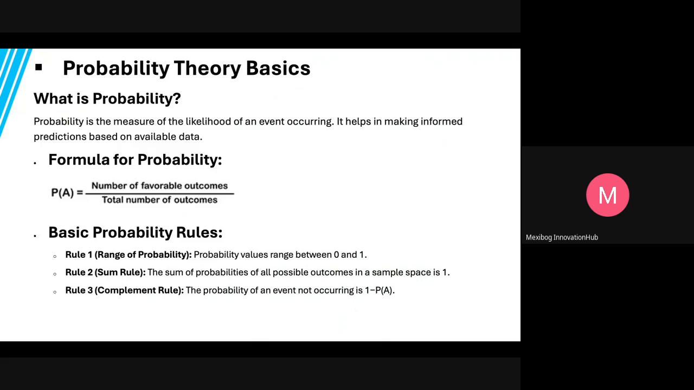Then rule 3, the complement rule. The probability of an event not occurring is 1 minus the probability of it occurring. Rule 3, let me come again. That's the complement rule: the probability of an event not occurring is 1 minus the probability of it occurring.